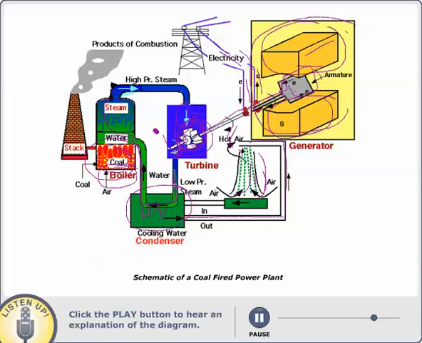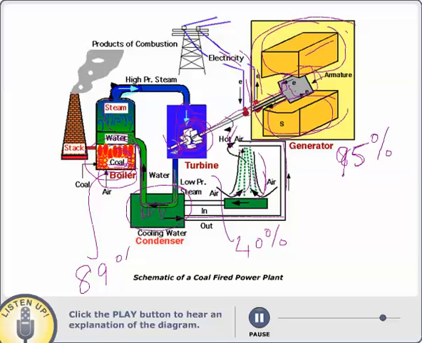But once we turn this thermal energy into mechanical energy, the conversion into electrical energy is pretty efficient. This generator is almost 95% efficient. And as I said, this turbine is only about 40% efficient, and this boiler is roughly about 89 to 90% efficient. So of all the three components, this is the least efficient component, and this is the most efficient component with 95% efficiency. That's how a simple power plant works.